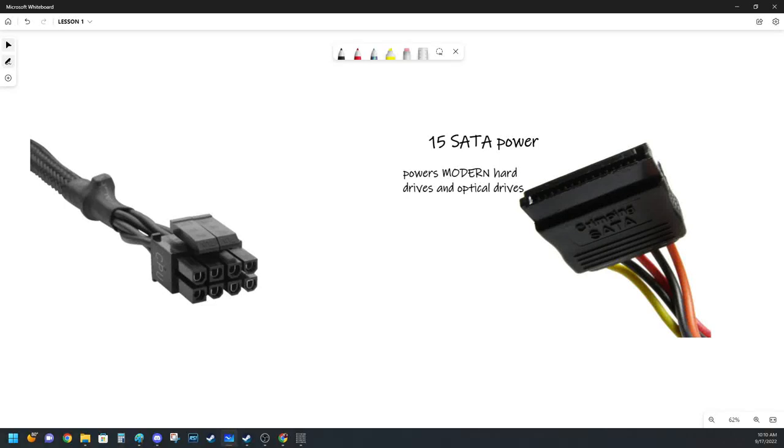Roz, there is a 7-pin, but not off the power supply. So the 7-pin SATA connector goes from the hard drive to the motherboard. That's a SATA data cable. That carries information. This just carries power from the power supply unit.